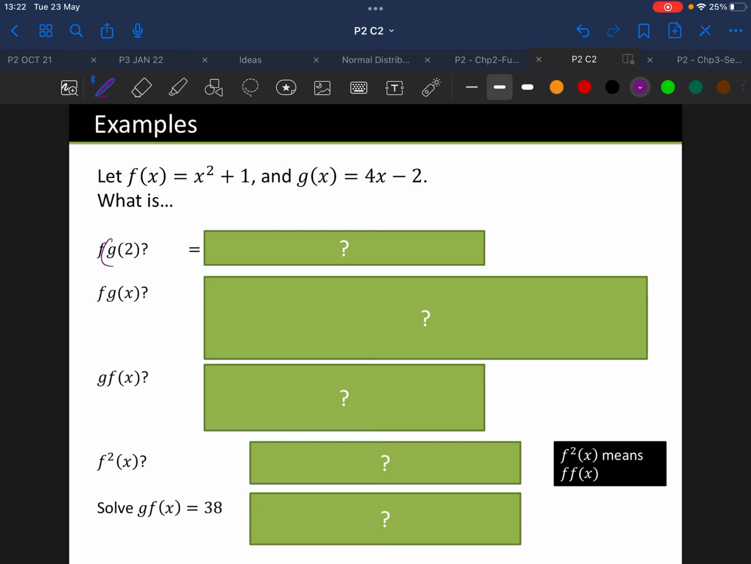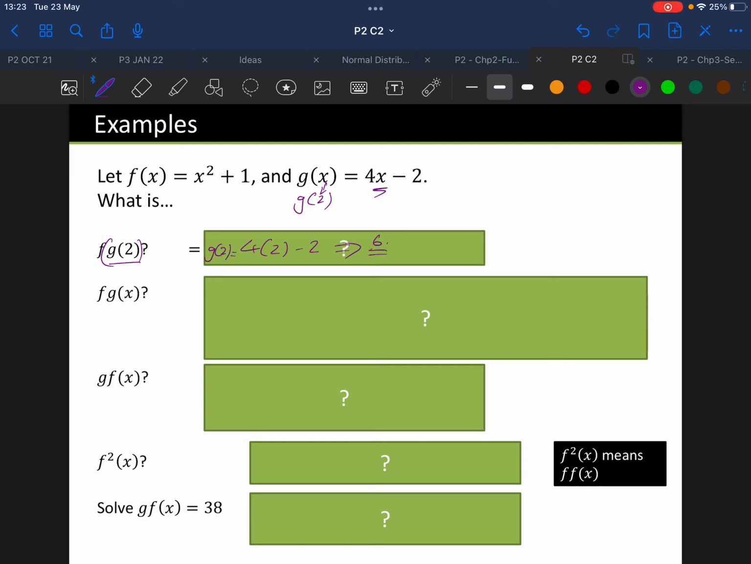If you start with the inner layer, it says find g of 2. g of 2 just means, well, if you look here, the x has become 2. So it means change any x's in the rule to 2. So for example, that would be 4 times 2 minus 2. That's what g of 2 is, and that's 8 minus 2, which is 6.